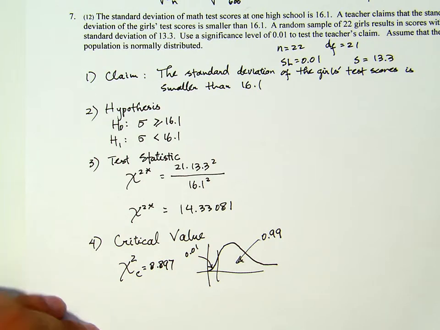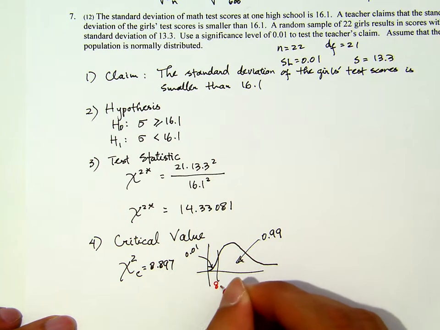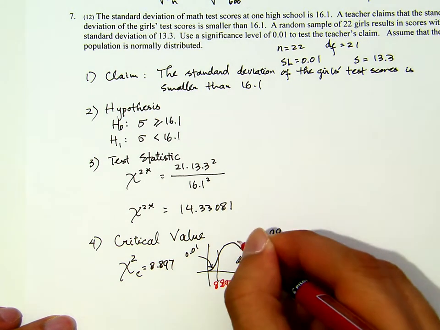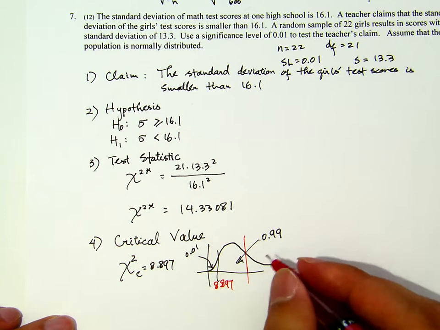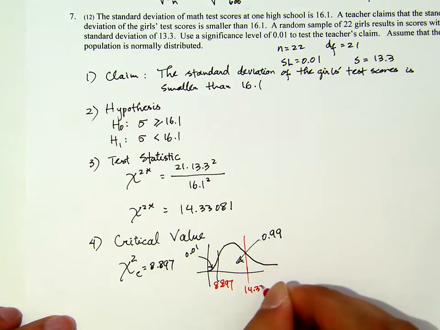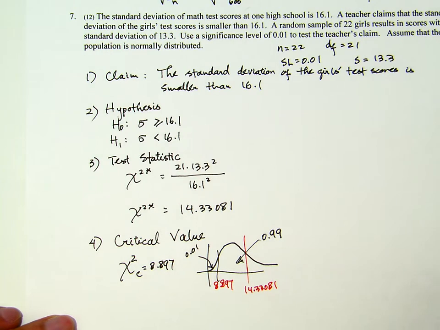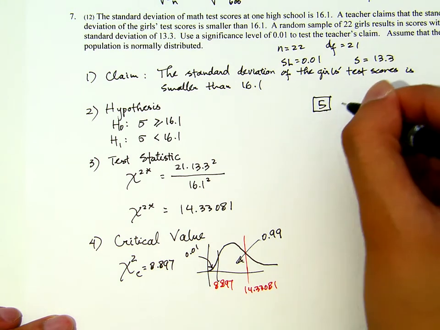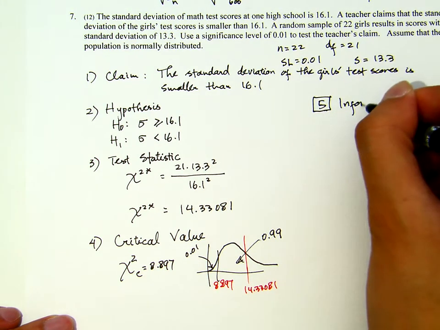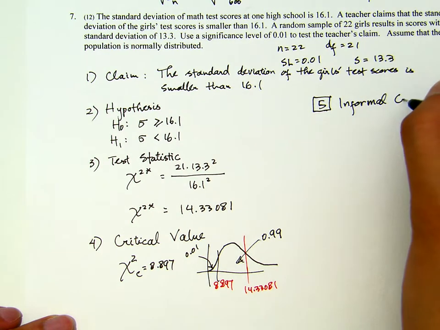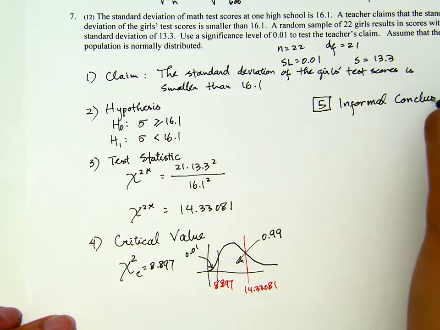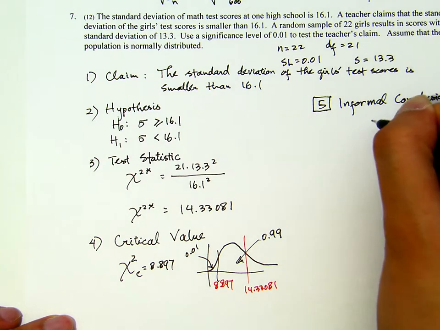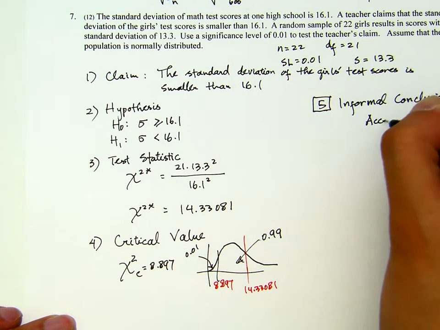Compare that to the test statistic. This is 8.897, and somewhere to the right of that is 14.33081. That's the test statistic. Now notice that from there we can see step 5. This is the informal conclusion. We will accept the null hypothesis.